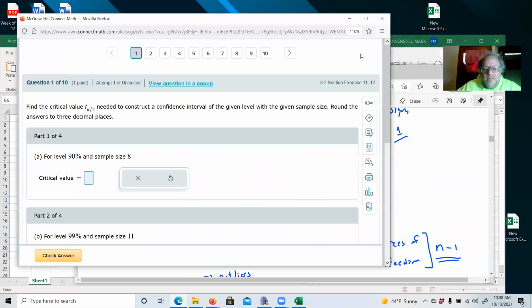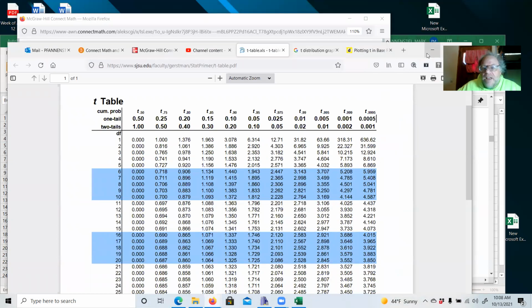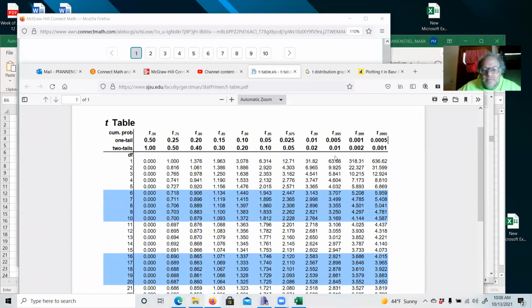But if I look at the first thing here, it's to find the critical value of alpha over 2 needed to construct a confidence interval for a given sample size, around three decimal places. So we want 90% confident, 90% value here with a sample size of 8. On a table, the value we're going to look for, they say 90%, so we're going to go T sub 90.